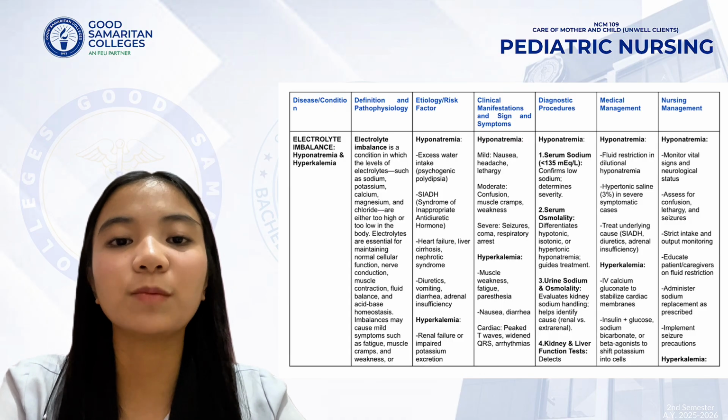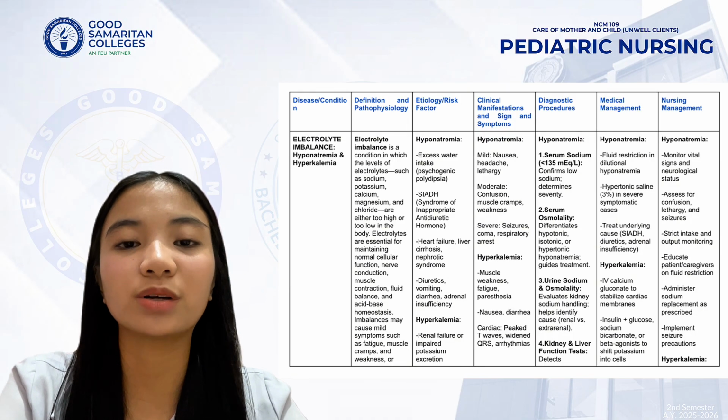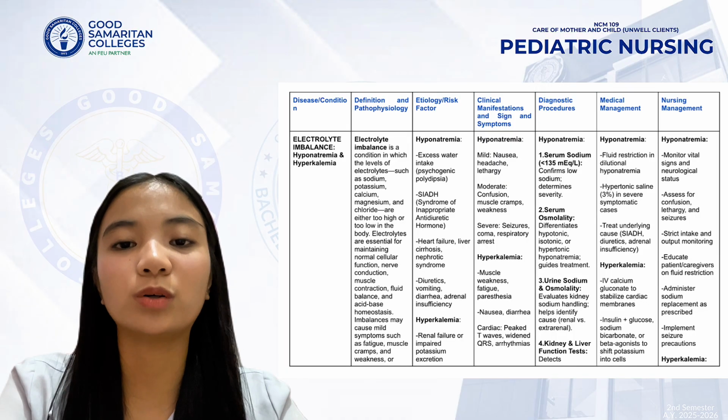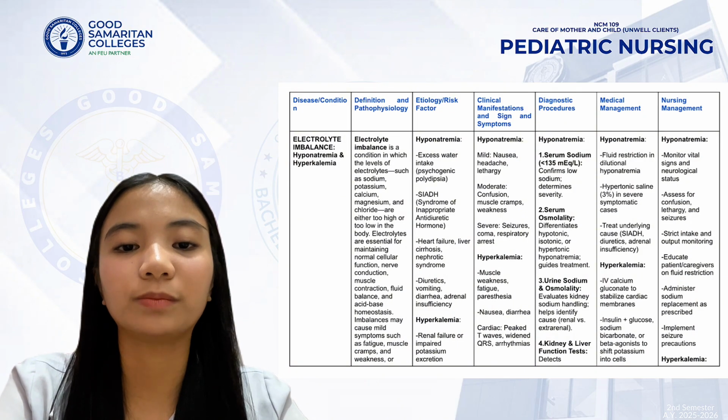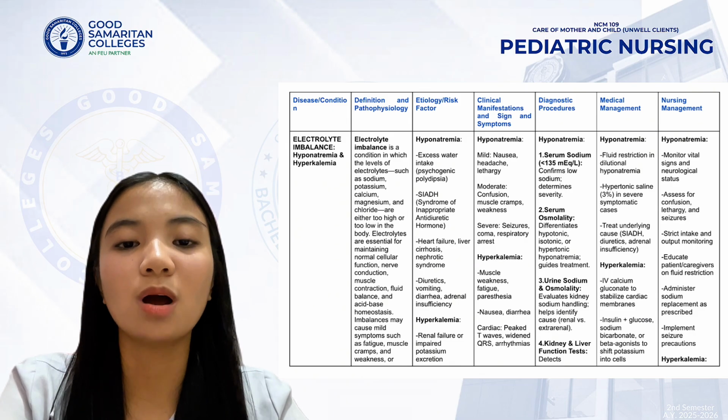In severe or symptomatic cases, hypertonic saline solutions such as 3% sodium chloride may be administered carefully to increase serum sodium levels. Rapid correction is avoided to prevent neurological complications. Management also includes treating the underlying cause such as discontinuing diuretics, monitoring syndrome of inappropriate antidiuretic hormone secretion, or correcting adrenal insufficiency.